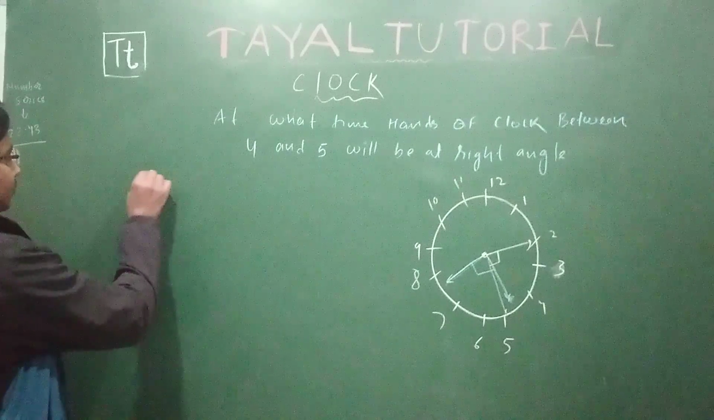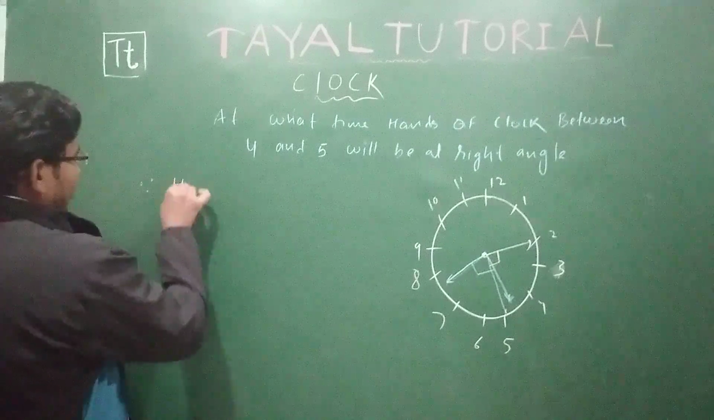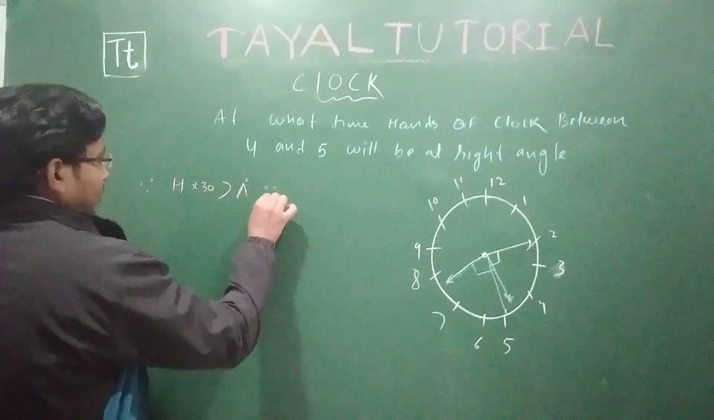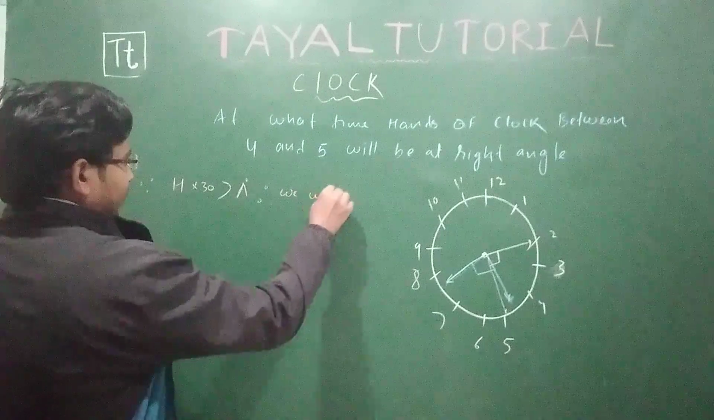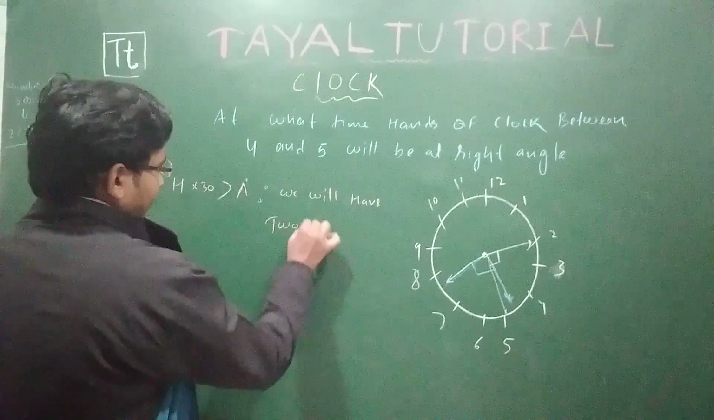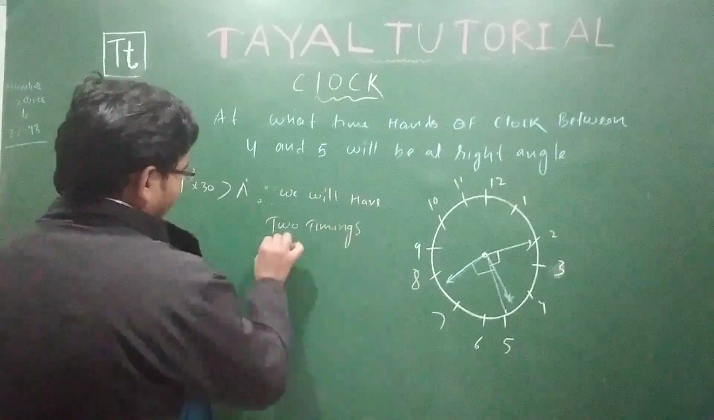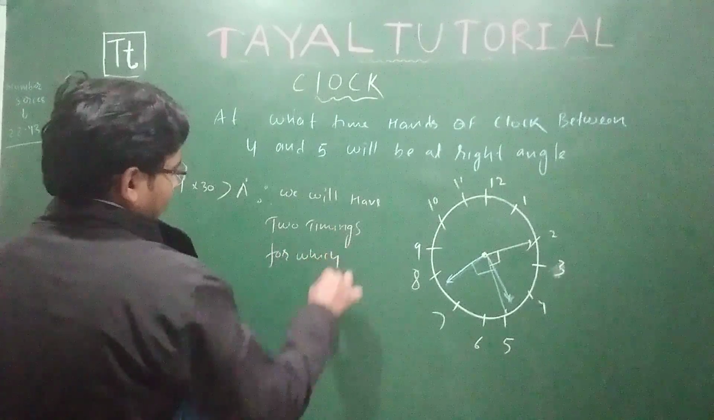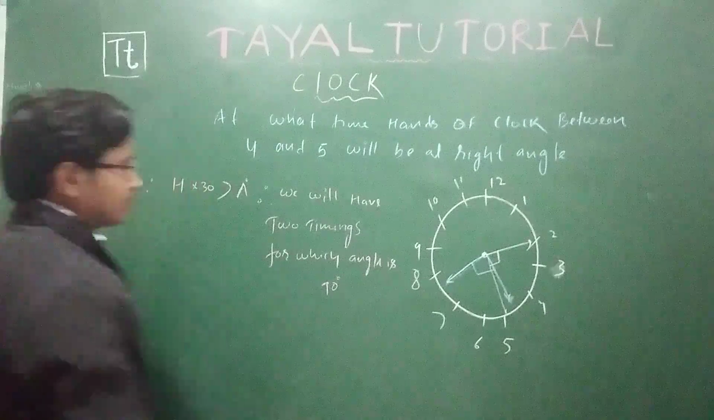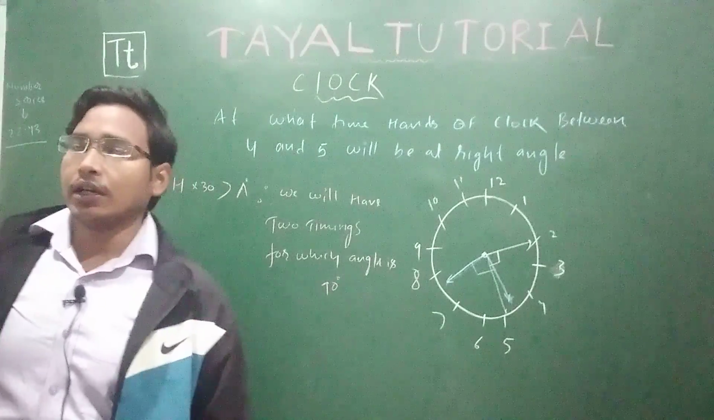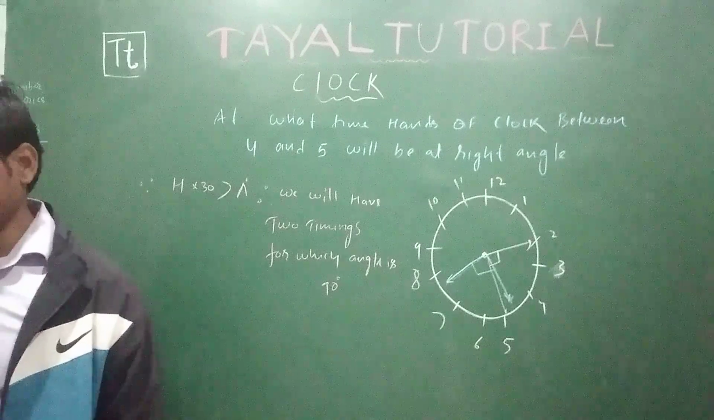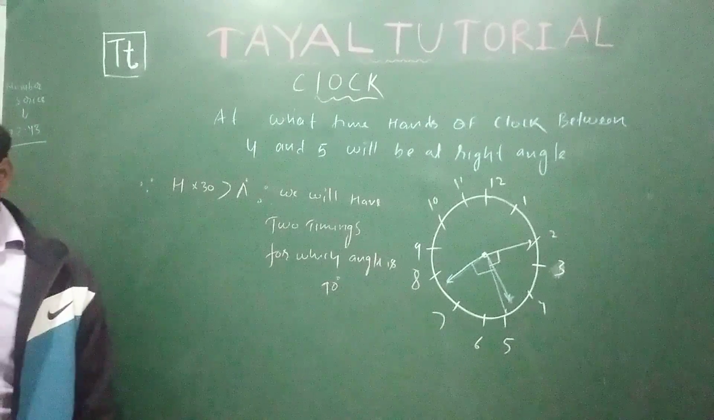Since we have h into 30 greater than your angle, we will have 2 timings for which the angle is 90 degrees. There are two possibilities, and at those times the angle will be 90 degrees. So let's try with that possibility.